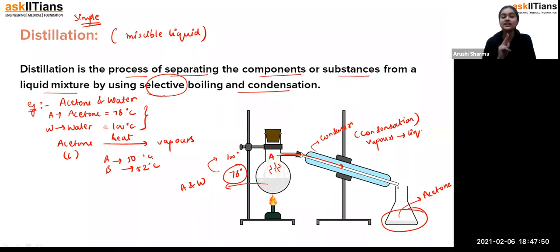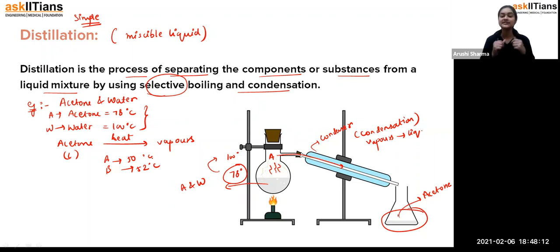mixture, because we are using two liquids in this. There is no solid present here. So when we are having a two-liquid mixture which are miscible in each other, we have to use the boiling process first, so that the component which is having the low boiling point will evaporate first, and then the substance which is having the high boiling point will be left behind.